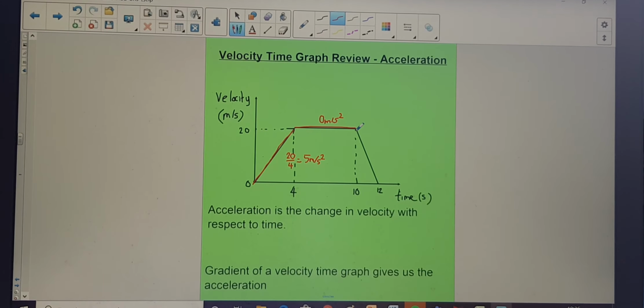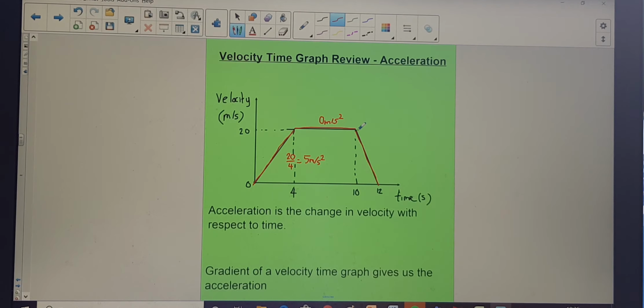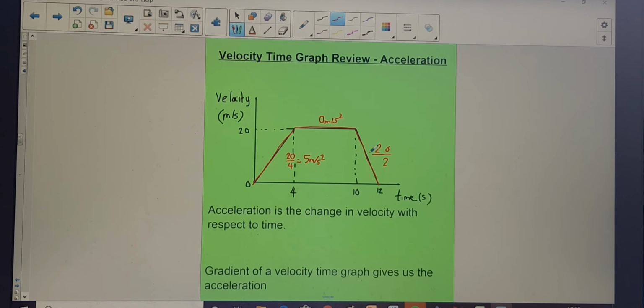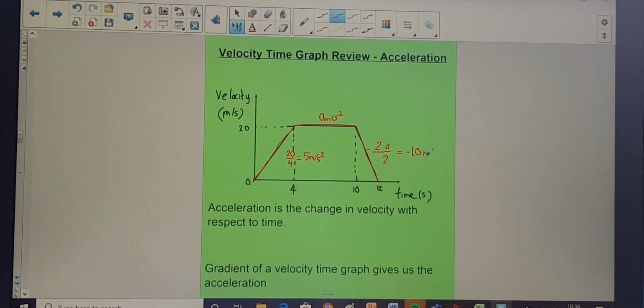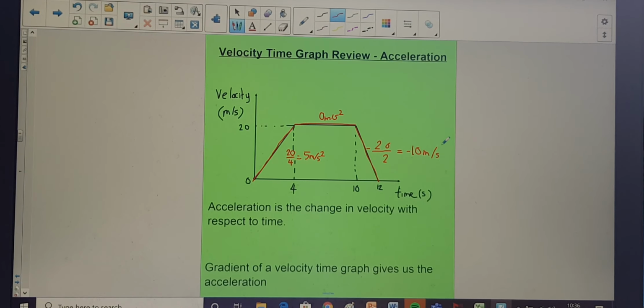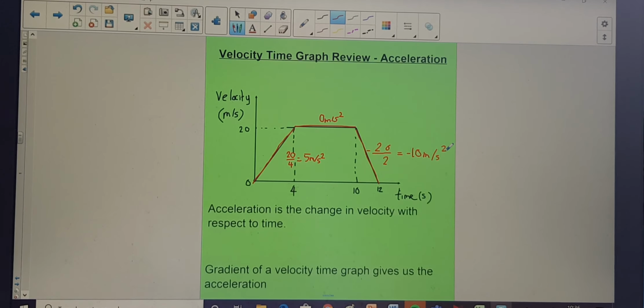And then finally, we have this last bit of the journey. Here, the gradient is negative. It's gone up 20, or down 20, I should say, apologies, and then over 2. But I know that this is velocity, so direction matters, just as direction matters with acceleration. So this is going to have an acceleration of negative 10 meters per second squared, or I could say a deceleration of 10 meters per second squared.